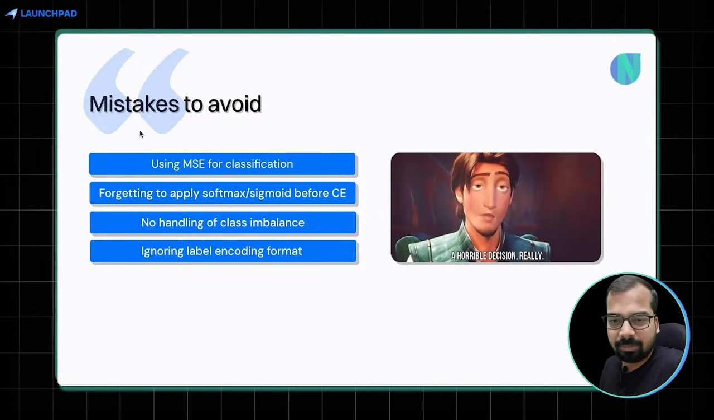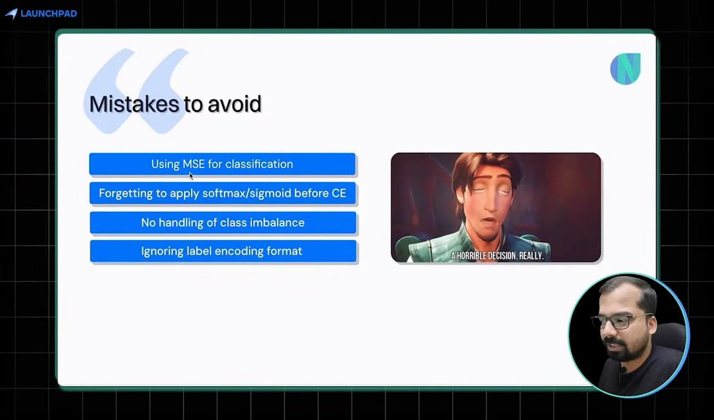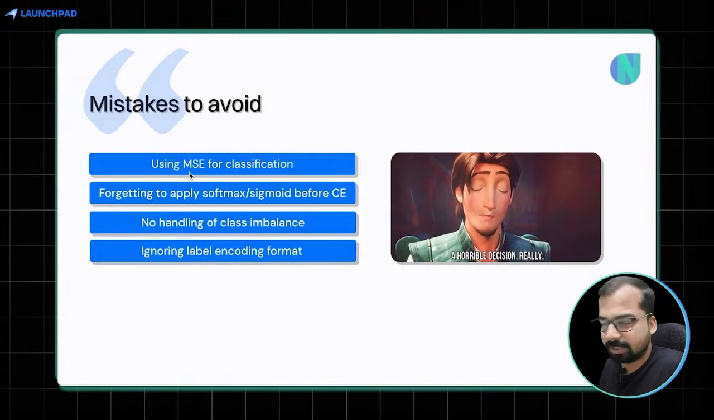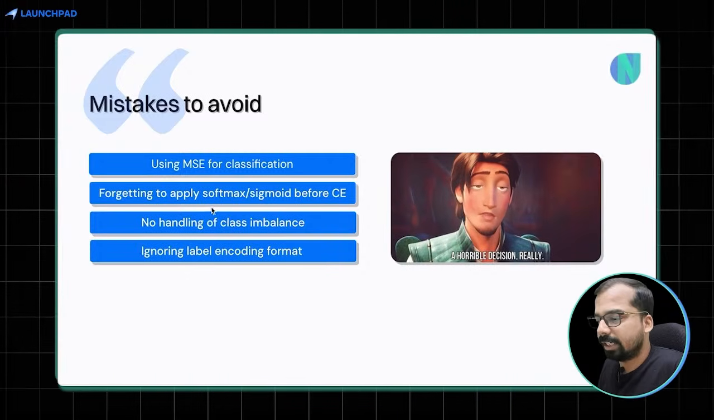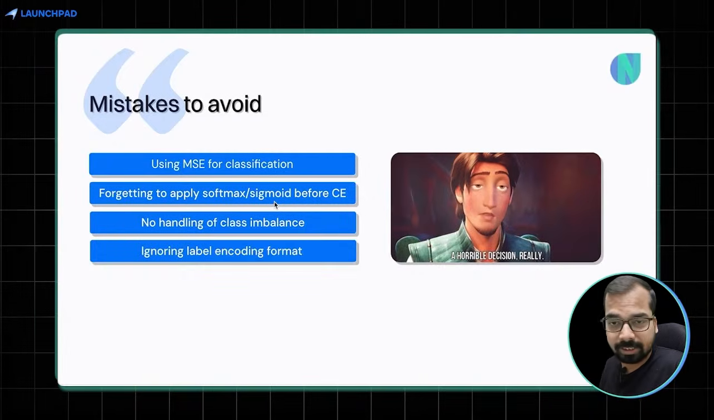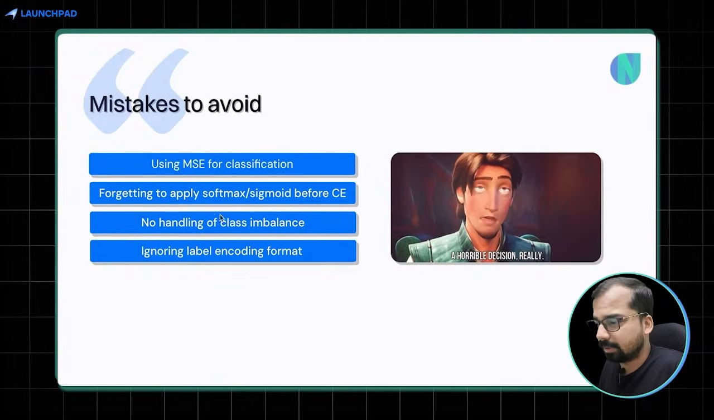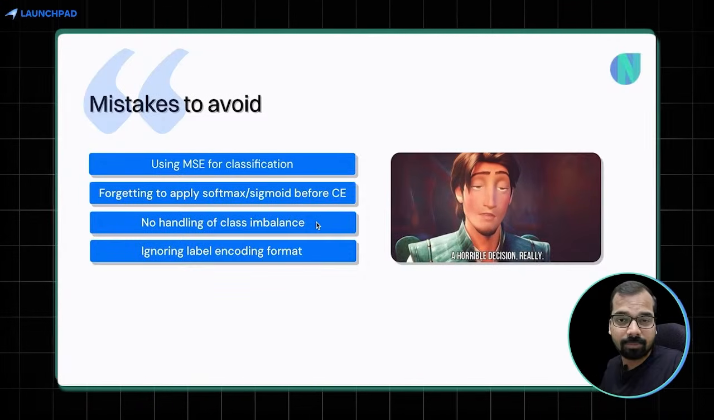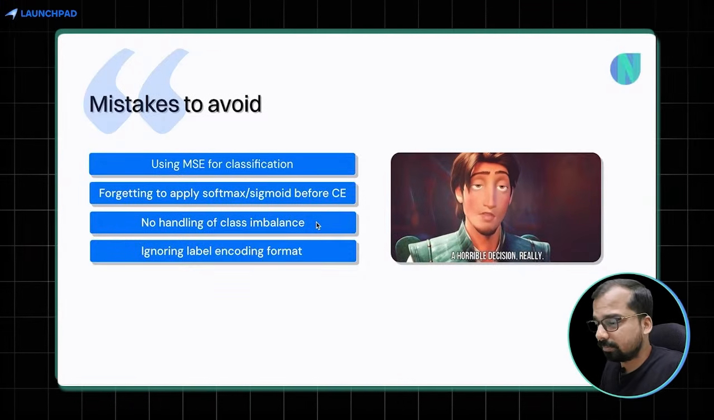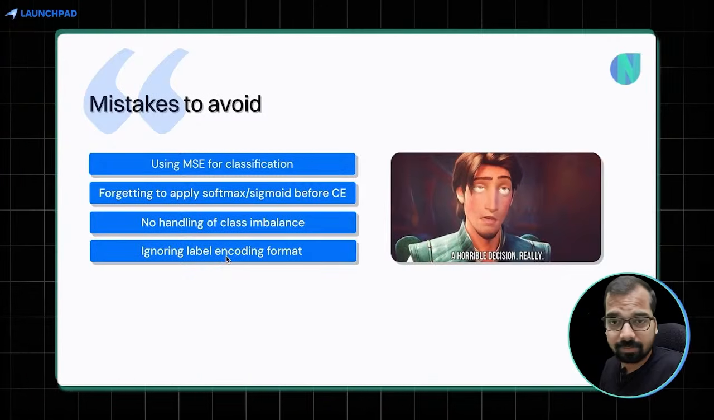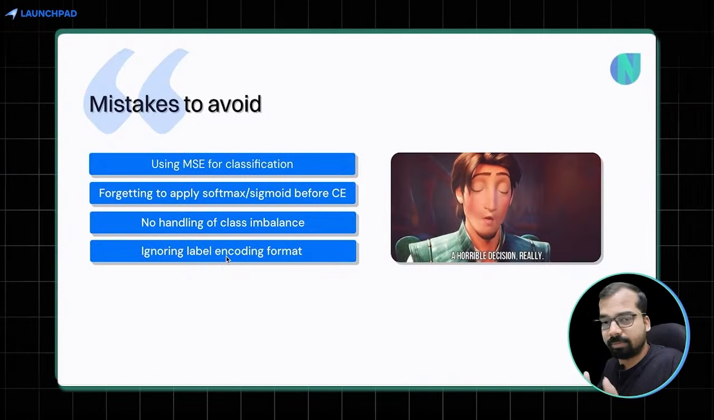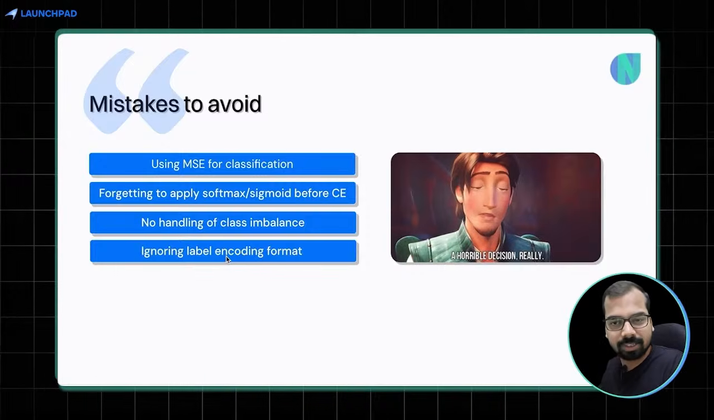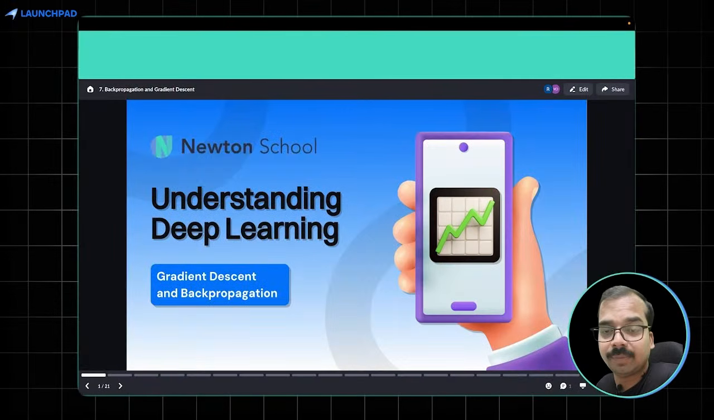Couple of mistakes that people make: we use MSE for classification, it's a no-no, right? It's for regression. Forgetting to apply softmax or sigmoid in case of classification examples. Not handling the class imbalance. Class imbalance means you have more examples of one class versus other. And ignoring the label encoding format, right? We remember, if you have multiple classes, you have to do that one hot encoding.